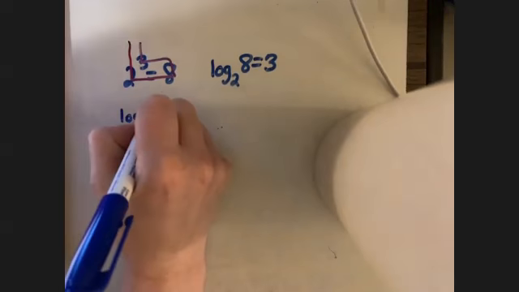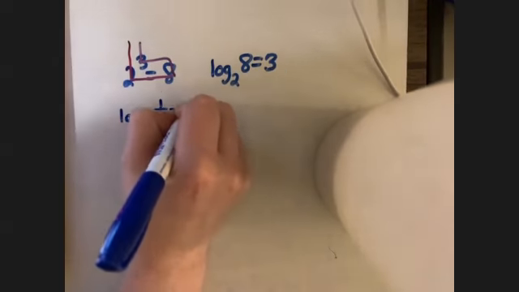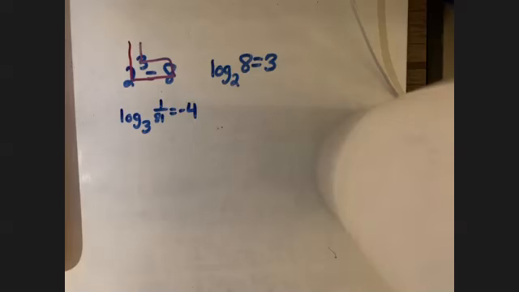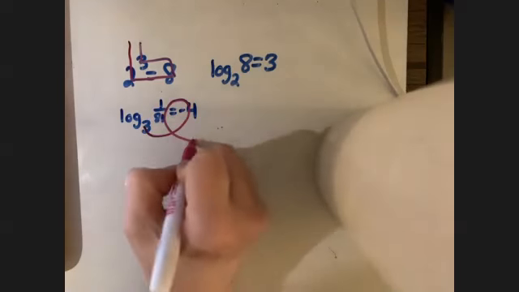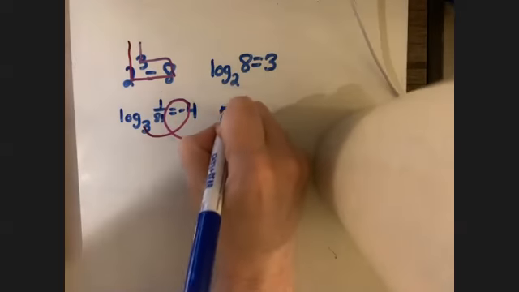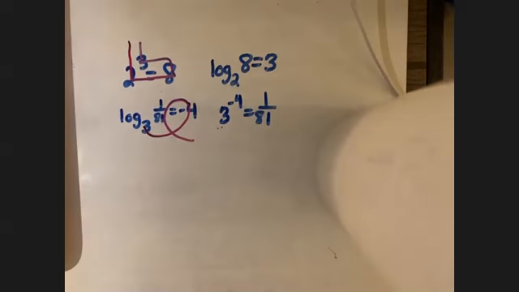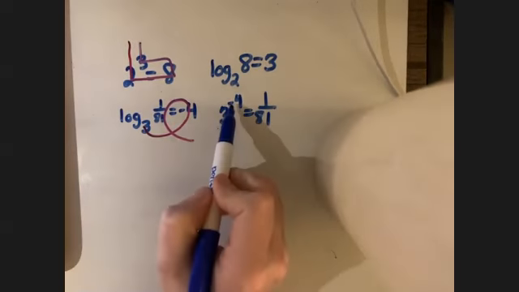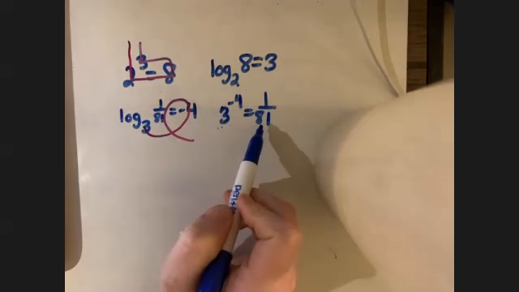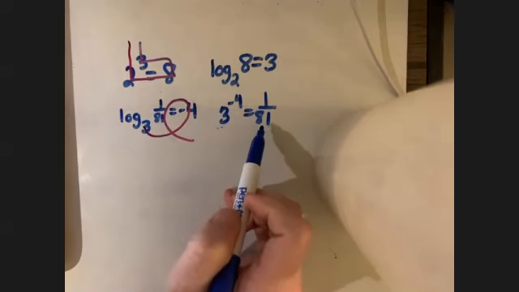Now, if we had something like log base 3 of 1 over 81 equals -4, if we're going to switch this one, we're going to do our little E loop. So we would have 3 to the -4 equals 1 over 81. And we certainly recall that anytime we have negative exponents, it pushes things down into the denominator. So this would be 3 to the 4th in the denominator, which is in fact 81.